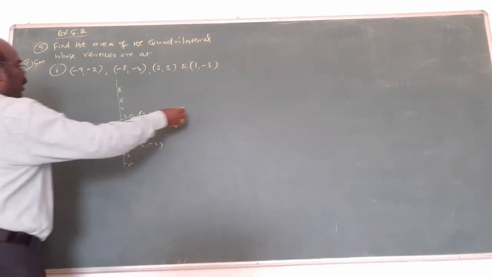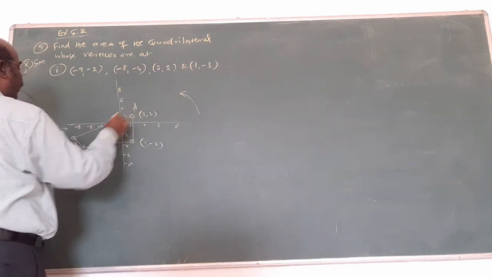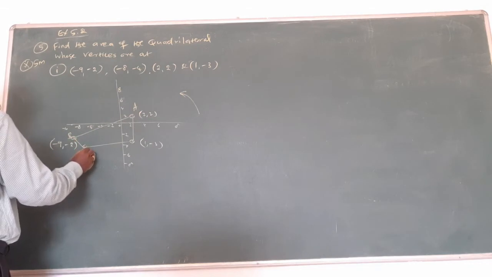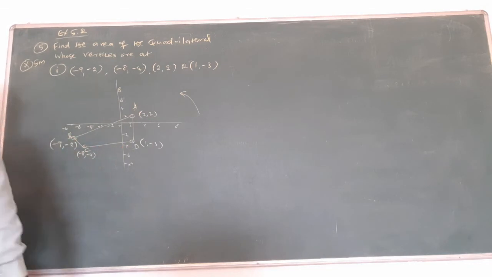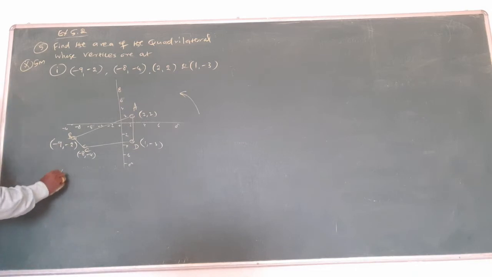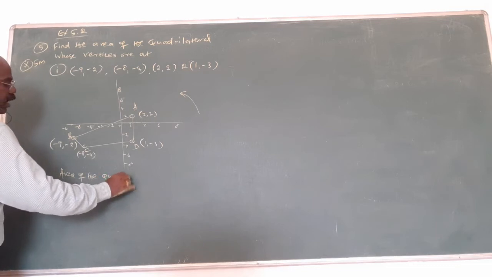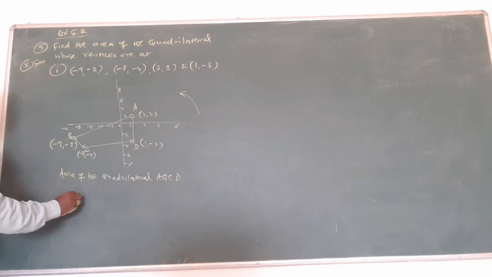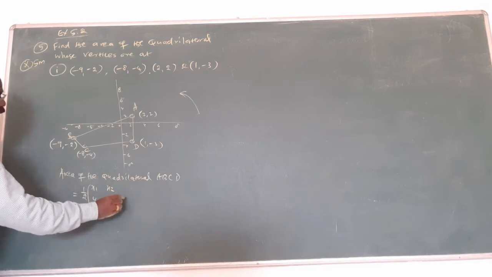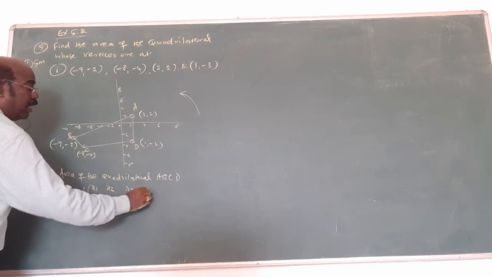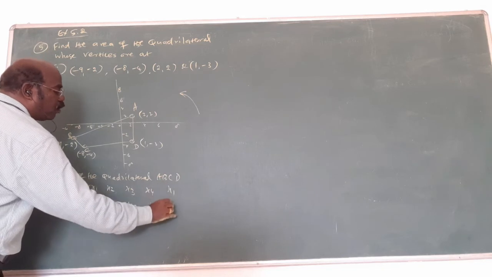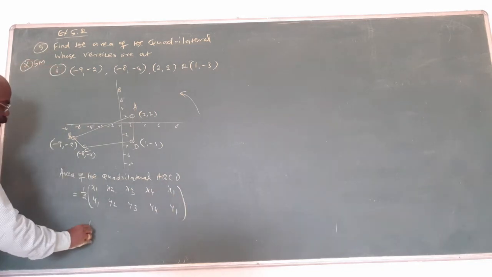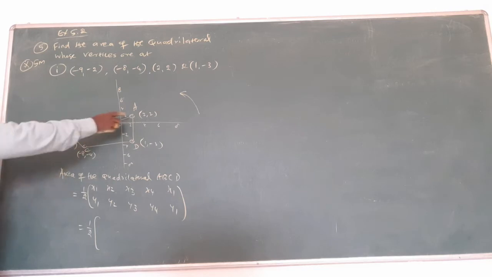Now what I told you? Start with the first point: A, B, C, D. This is one quadrilateral, A, B, C, D. Now the area of the quadrilateral A, B, C, D equals, what is the formula? Half into x1, y1, x2, y2, x3, y3, x4, y4, again x1, y1. So what is the first point? A is the point now.